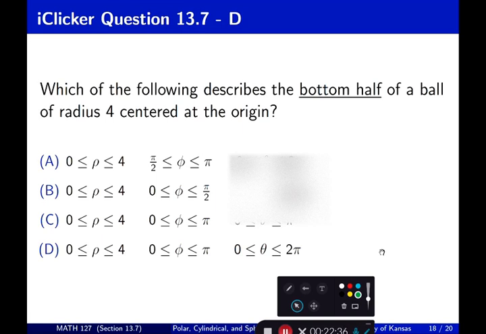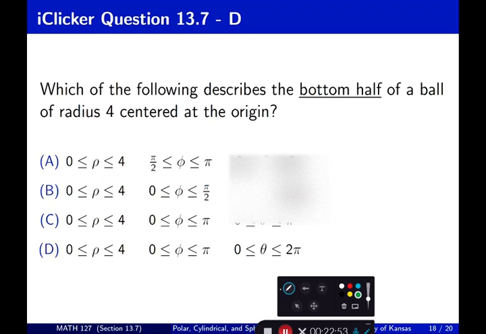I got here question 13.7d. Which of the following describes the bottom half of a ball of radius 4 centered at the origin? Take a break and solve and come back.